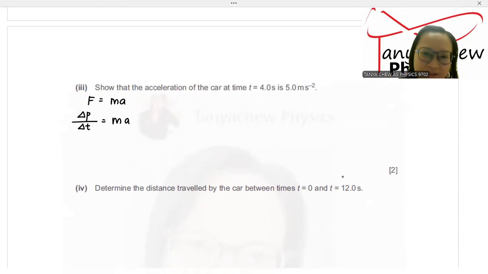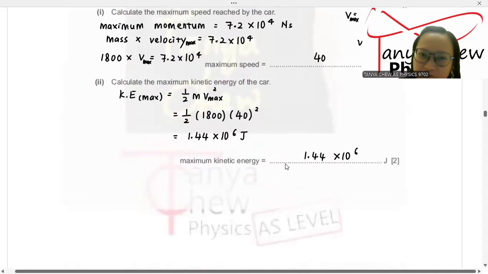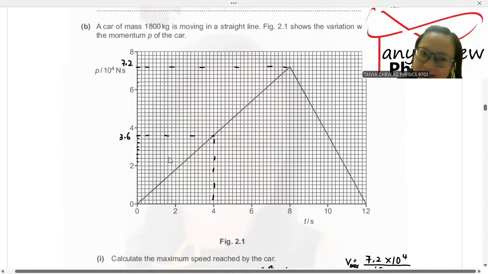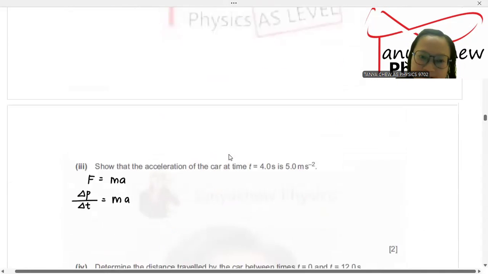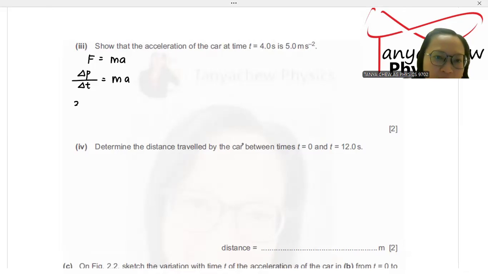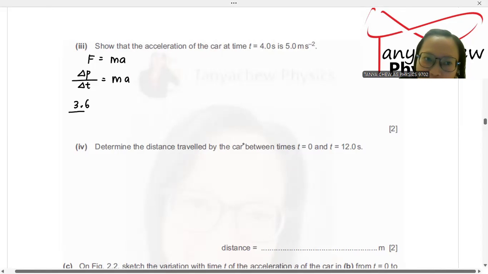So the change of momentum, from 0 seconds to 4 seconds, is a straight line. So the rate of change of momentum must be constant. It is 3.6 times 10 to the power 4 minus 0, over the time, which is 4 seconds. So 3.6 times 10 to the power 4 divided by 4 is equal to 1,800.